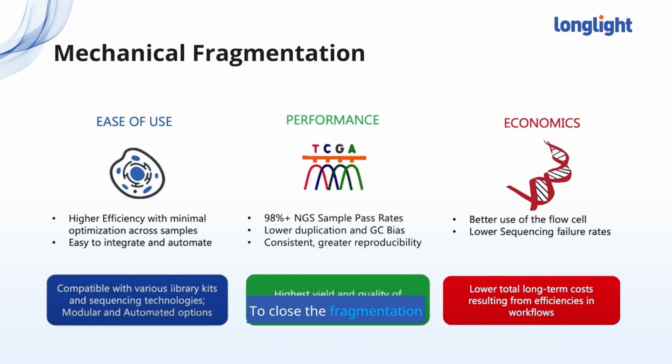To close the fragmentation chapter, we can look at mechanical shearing from three angles that matter to lab managers and to your distributors. Ease of use. One validated protocol works across many sample types. BOFU instruments are standalone, touchscreen-driven, and easy to train on. Performance. Libraries show high pass rates, lower duplication, and minimal GC bias, which all translate into more reproducible data. Economics. When libraries pass on the first attempt and coverage is more even, labs use each MGI flow cell more efficiently and repeat fewer runs. The cost per reportable sample goes down.